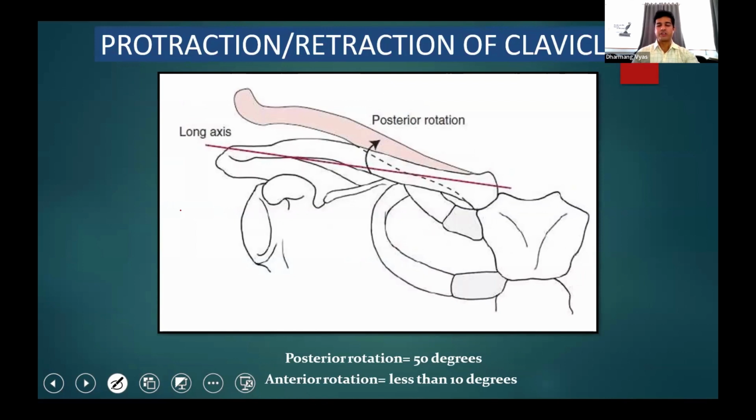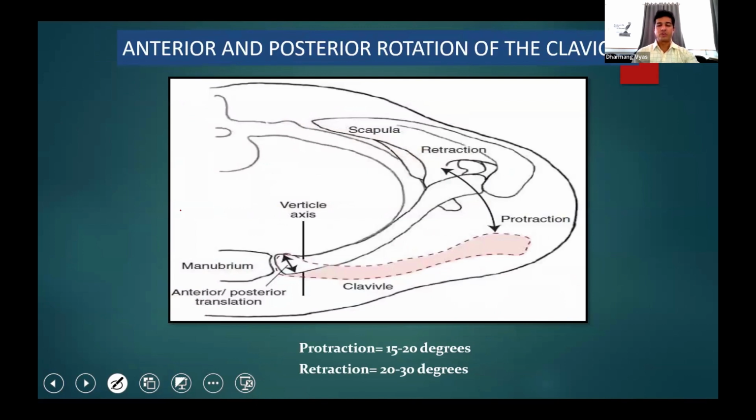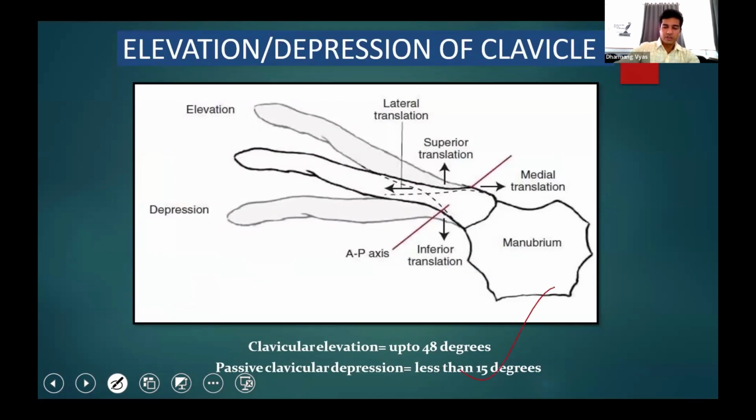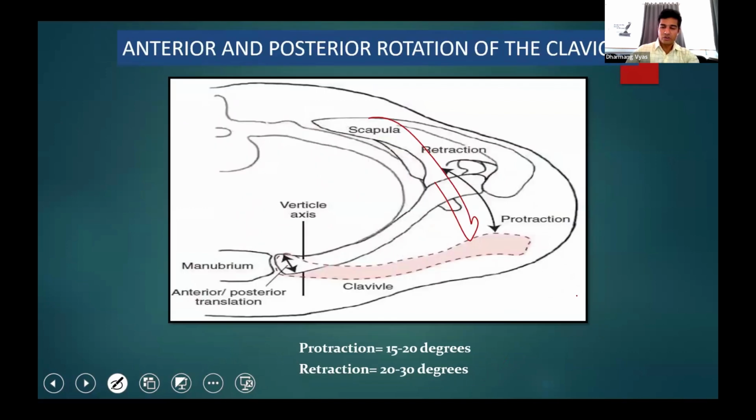Here we have the protraction and retraction, posterior and anterior rotation. Posterior rotation is around 50 degrees and anterior rotation is less than 10 degrees. This is where we have the protraction and retraction that occurs along with the scapular protraction and retraction. Protraction is around 15 to 20 degrees, and retraction is 20 to 30 degrees. So all of this range of motion that we saw previously for the clavicle, in all these 3 images, is again an important component to have full shoulder girdle motion.